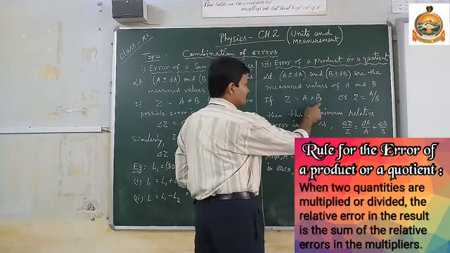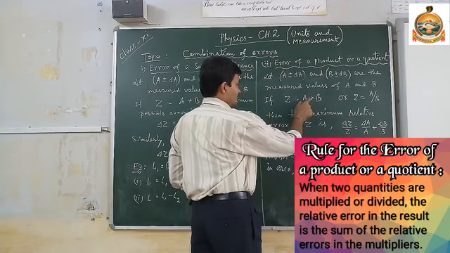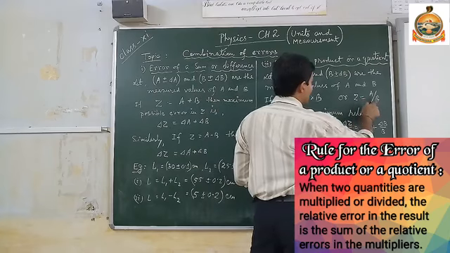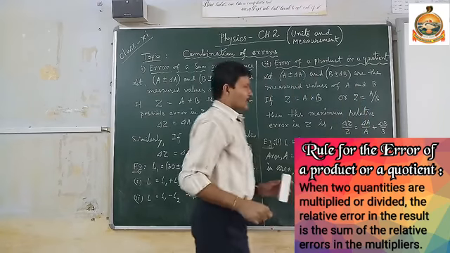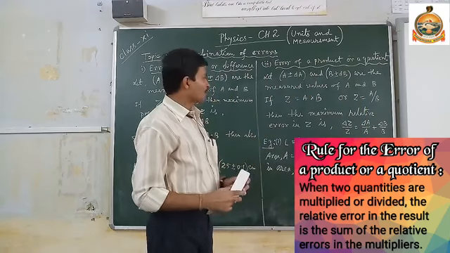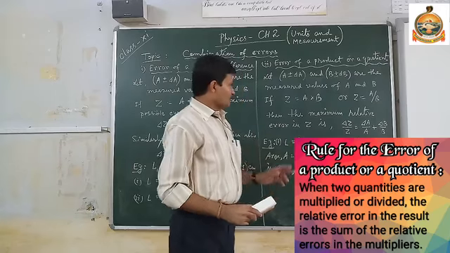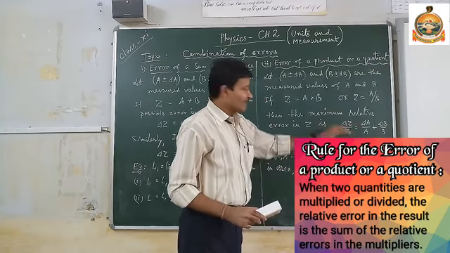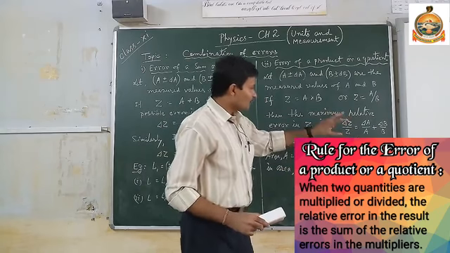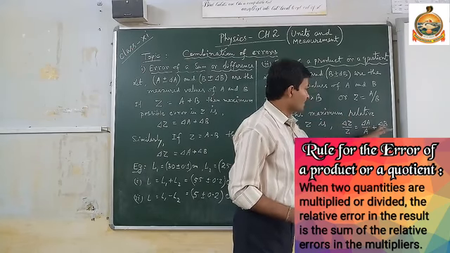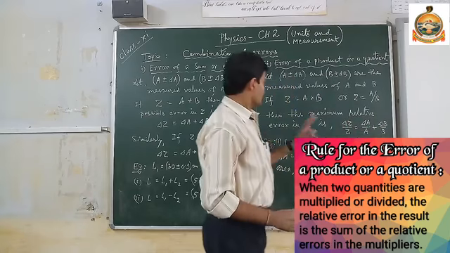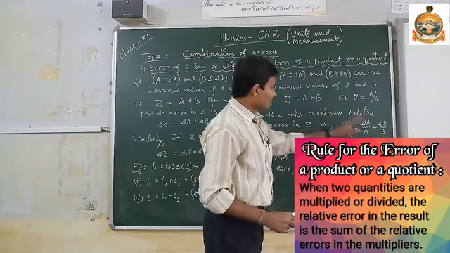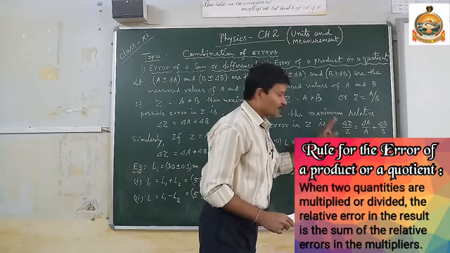See, in this case A is multiplied by B, we get Z, and in this case A is divided by B to get Z. In both cases, either multiplication or division, the error in the final result will be the relative error, and the relative error will be equal to the sum of the relative errors of the individual multipliers, that is the relative error of A and the relative error of B added together to give the relative error in the final result.